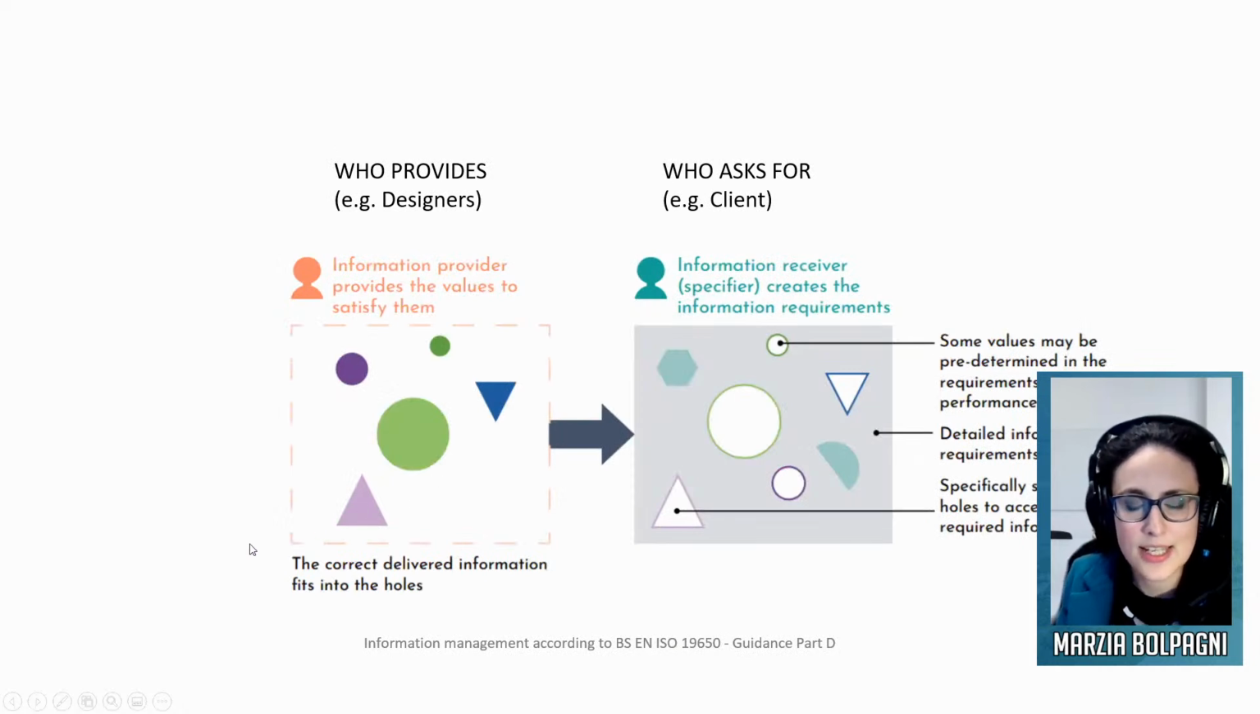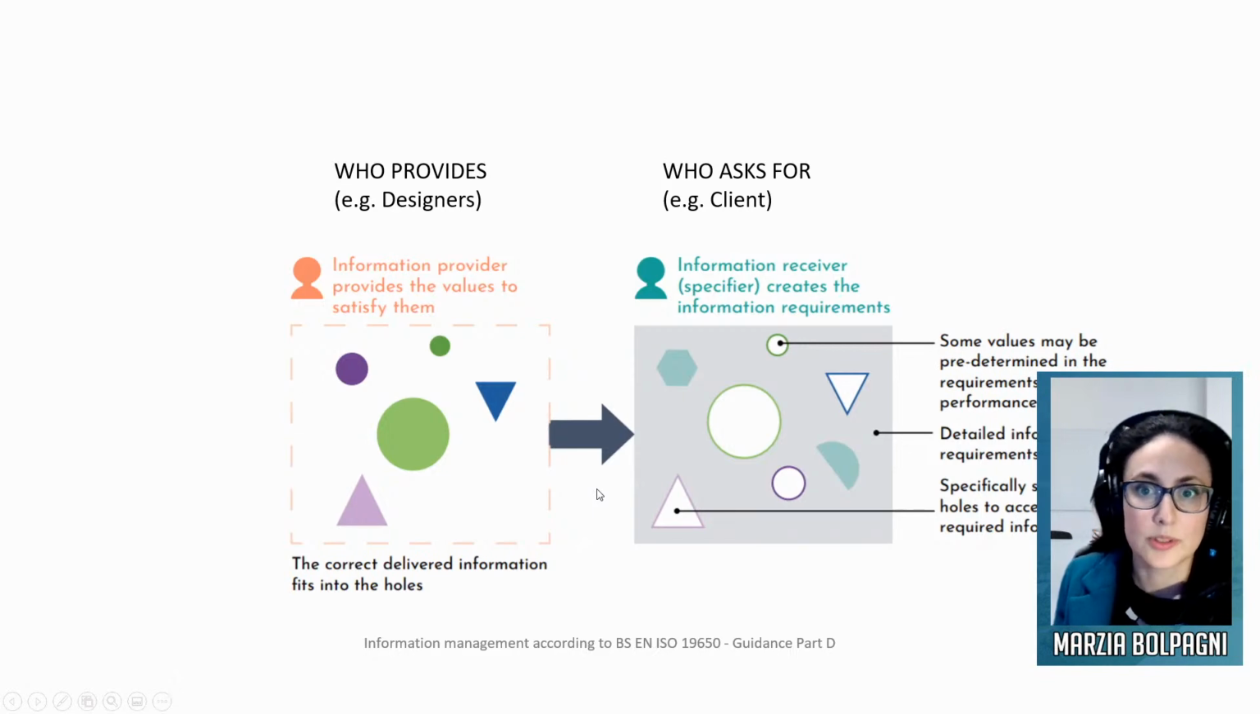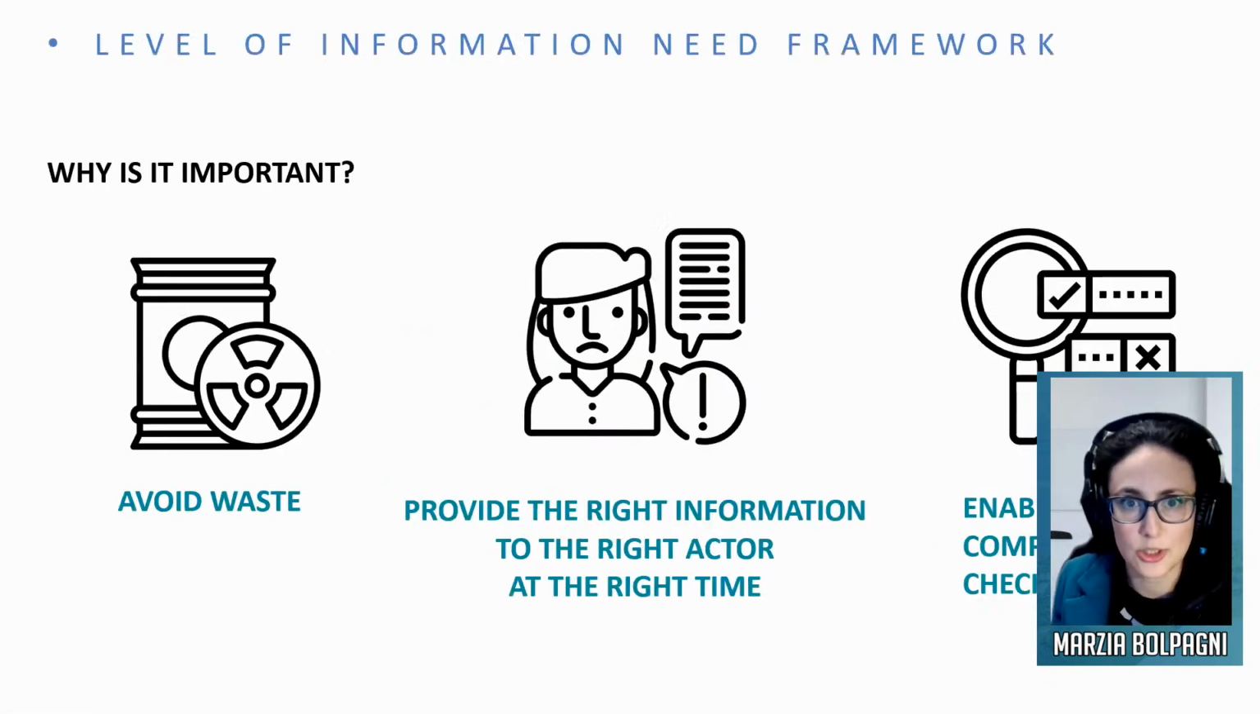Another thing is that all of us, or most of us, when we were kids, played this game of putting the right shape in the right hole. I think you probably have this experience. The idea of the level of information need framework is really to specify what we need, so the designer can provide exactly what the client or your colleagues are asking for. We want to avoid interpretation as much as possible, so we can create information that can be useful.